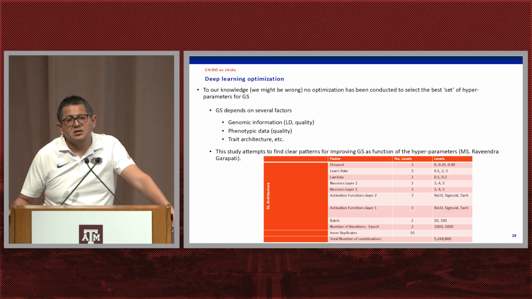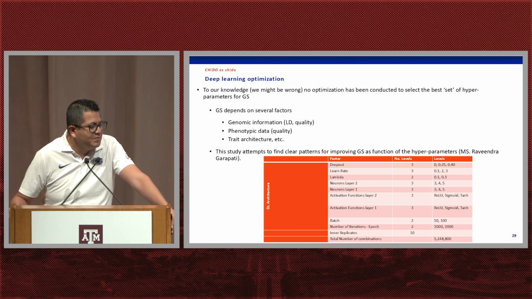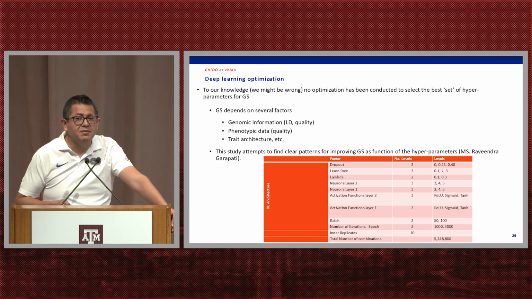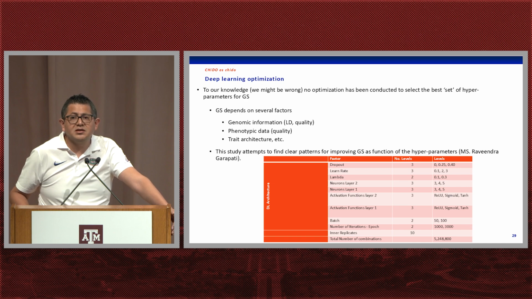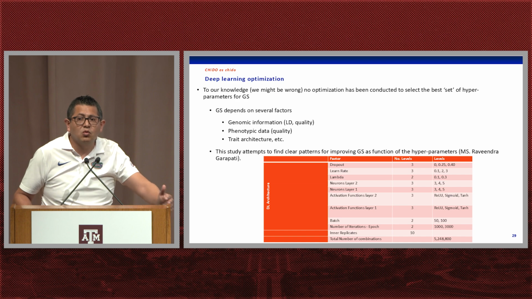So to our knowledge, and I might be wrong, right? I'm not saying that I read a lot. No optimization has been conducted to find the best strategy of hyperparameters to apply in genomic selection. Also, genomic selection depends on many different factors: obviously genomic information, the quality, LD, trait architecture, and quality of the phenotypes, right?